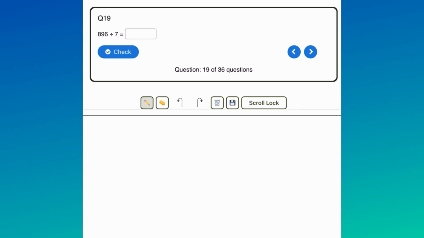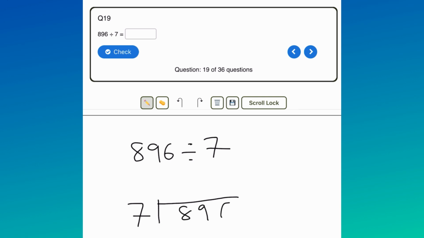Question 19. 896 divided by 7. I'm going to do the bus stop method for this. 7's into 896. 7 goes into 8 once, and I carry my remainder next to the 9. 7 goes into 19 twice, because I know 7 times 2 is 14.